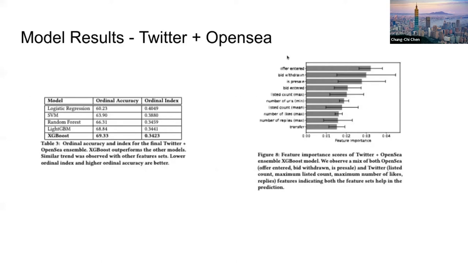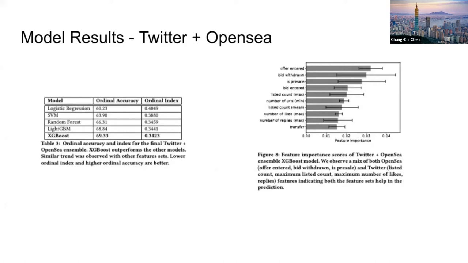And now showing the different types of accuracies and metrics across the models. We used all these types of models, but the best performing one was XGBoost in terms of accuracy. And in terms of ordinal index as well, the lower the ordinal index, the better it is, as we already said. So XGBoost just performs the best. We use that model itself to look at the feature importances also, which is on the right.